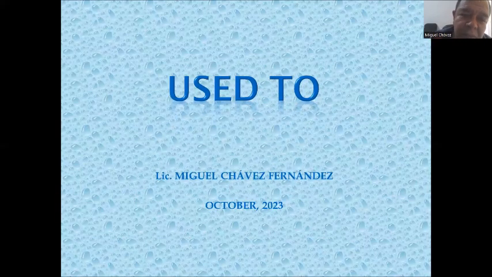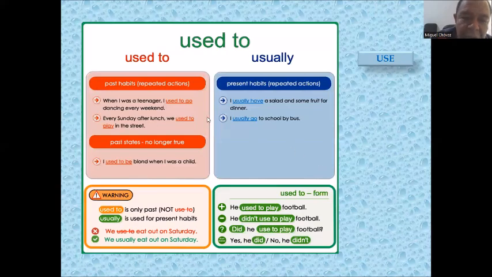Okay, our grammar topic today is the verb used to. We are going to make the difference between past habits and present habits. Used to refers to past habits all the time. Used to is always in past. But if we want to express a present habit, we have to use the adverb usually with the verbs in present. Let's check this information that we have in this table.